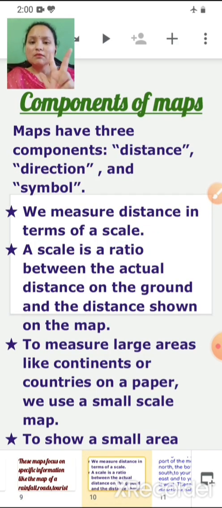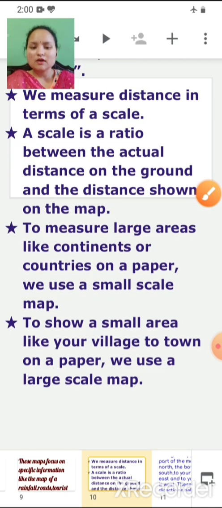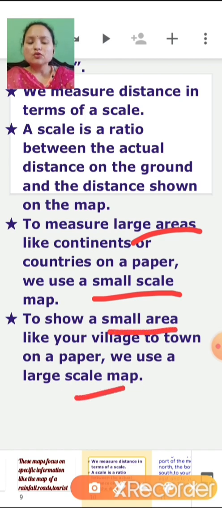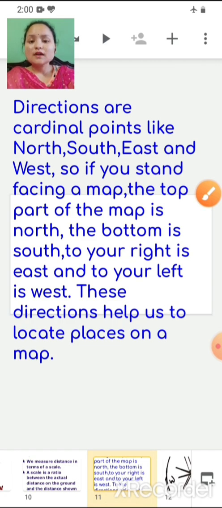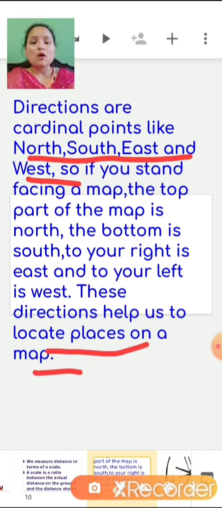Then there are 3 main components of maps: distance, direction, and symbol. For measuring large areas, we use a small scale map. And for measuring a small area, we use a large scale map, the opposite, right? Then directions are cardinal points like north, south, east, and west. These directions help us to locate places on a map.